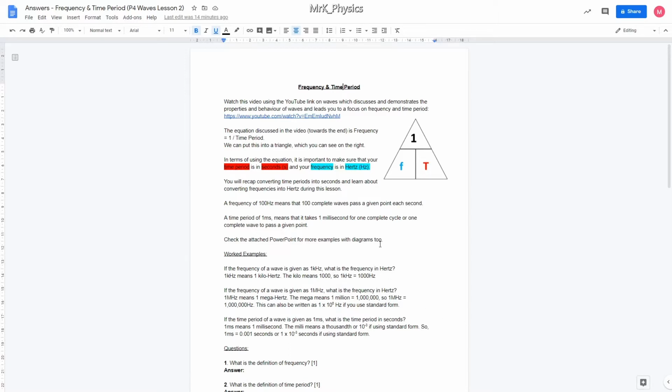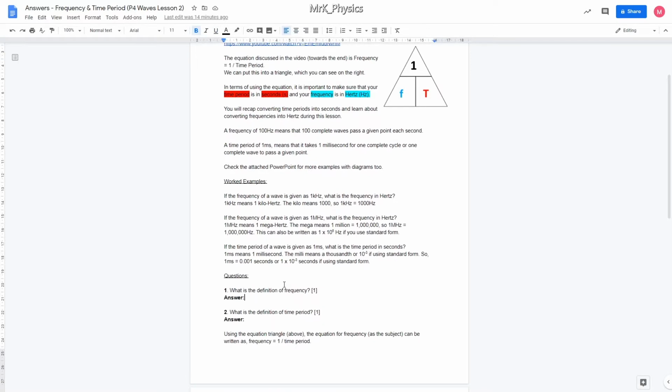You would have read through all of this, which has a couple of worked examples in there to do with conversions, and we'll make a start by going through the questions, which starts off with what is the definition of frequency, so a little bit of recap from the previous lesson on waves and their properties. So how would you define frequency for this 1 mark question?